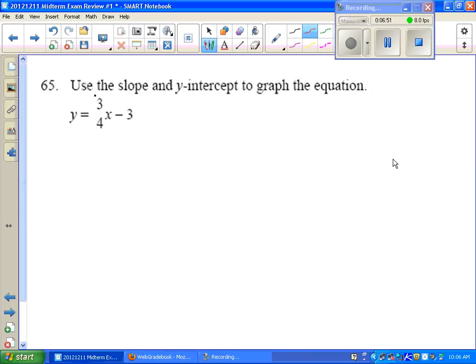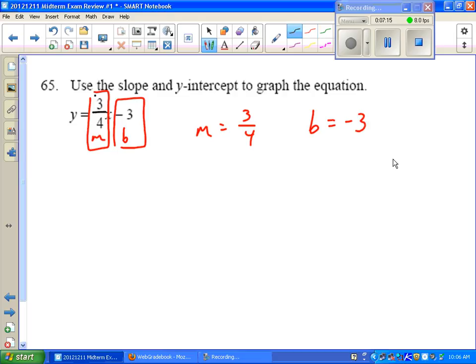Use slope-intercept form to graph the equation. y equals 3 over 4x minus 3. Okay, it's already in slope-intercept form, so it's mx plus b. So it made our lives a little bit easier right here. Your m value is 3/4. And your b value, remember to include the sign that goes with it. b is negative 3. I always include that sign to go with it.